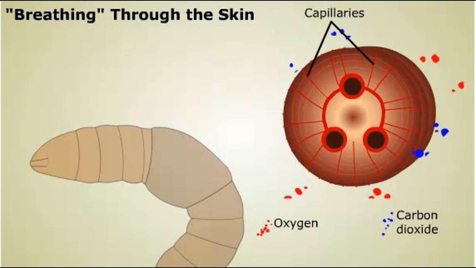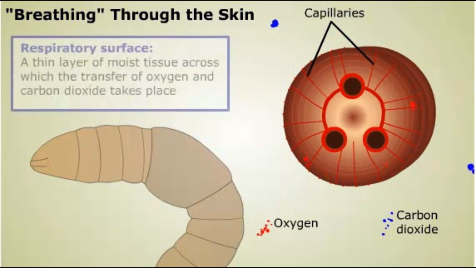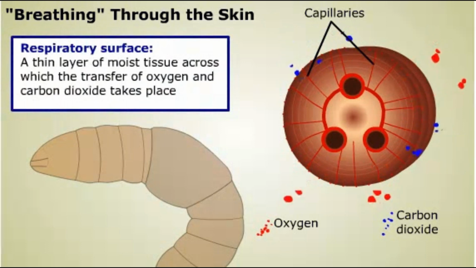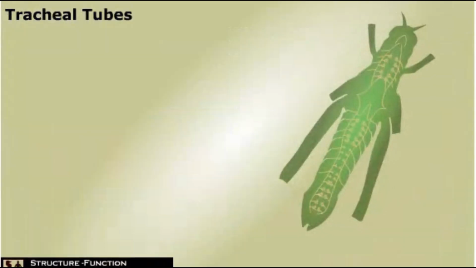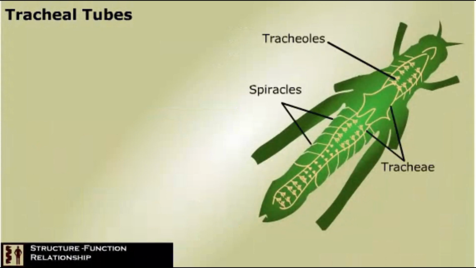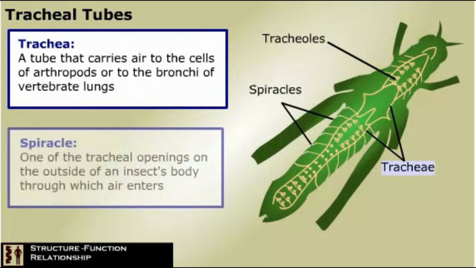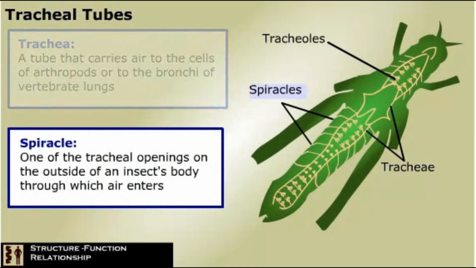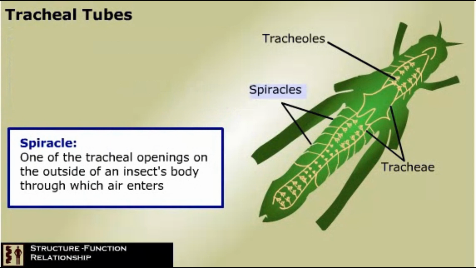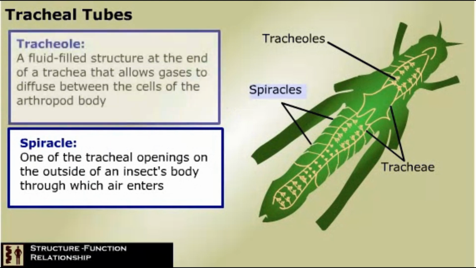Animals living outside an aqueous or moist environment require special adaptations that keep the respiratory surface moist. Insects and other arthropods, such as spiders and centipedes, don't have a network of blood vessels involved in gas exchange. Instead, they have a system of tubes called tracheae that perform a similar function. Tracheae branch inward from openings on the body surface called spiracles, through which air enters. Tracheae are ingrowths of the body wall, and they end in structures called tracheoles.